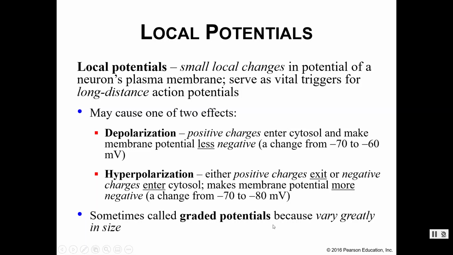Sometimes we call these graded potentials because they vary greatly in size. So sometimes you'll only go from negative 70 to negative 60, or negative 70 to negative 80, a very small jump. Sometimes you can have a much bigger jump. So we have a lot of variety here.